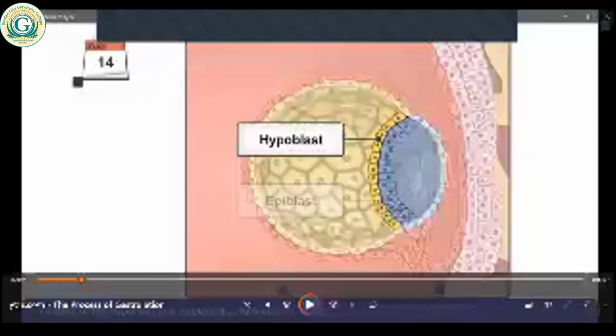By the end of the second week of development, the bilaminar disc of the epiblast and the hypoblast has formed. I hope now you can hear.